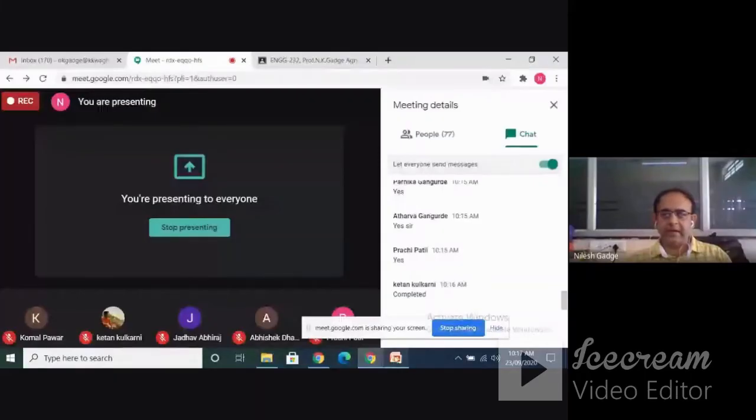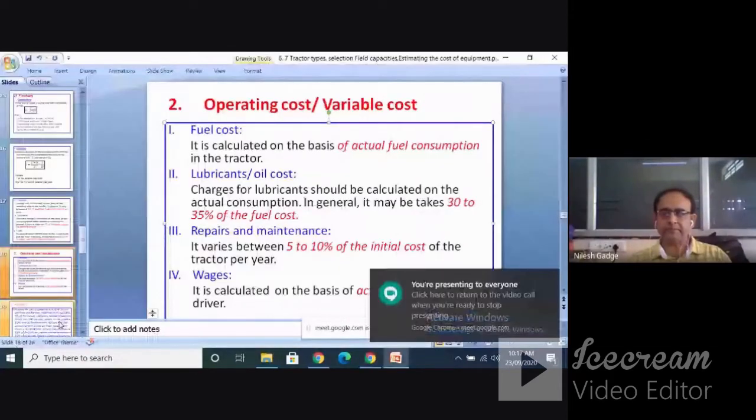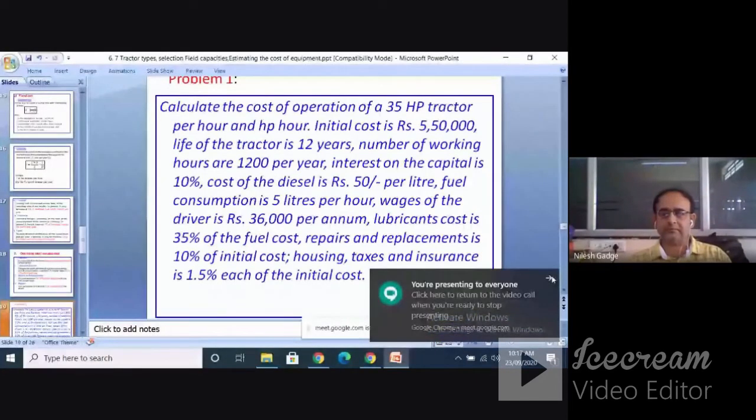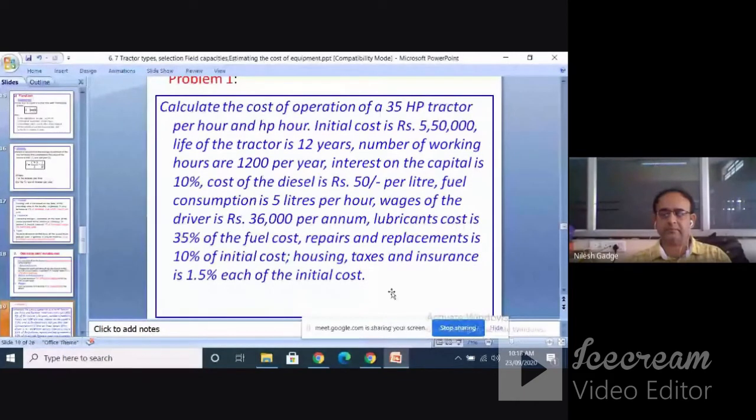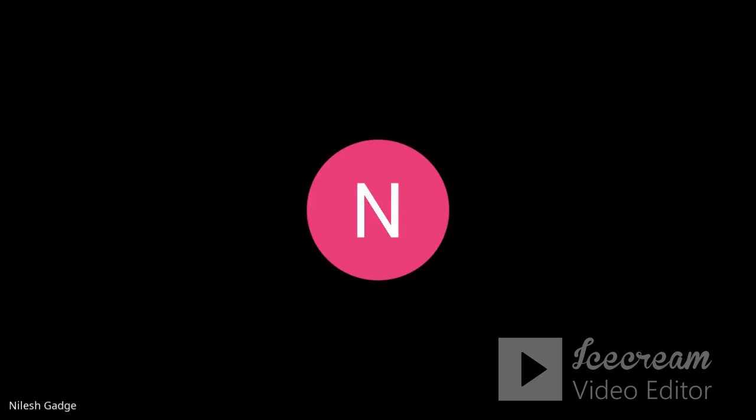Then write down this problem. Write down this problem. Though actually the figures are very old, it is just given in the problem. So write down this problem. Calculate the cost of operation of 35 HP tractor. Write down this problem. Then we will solve this example. How to calculate cost of operation of 35 HP tractor per hour.